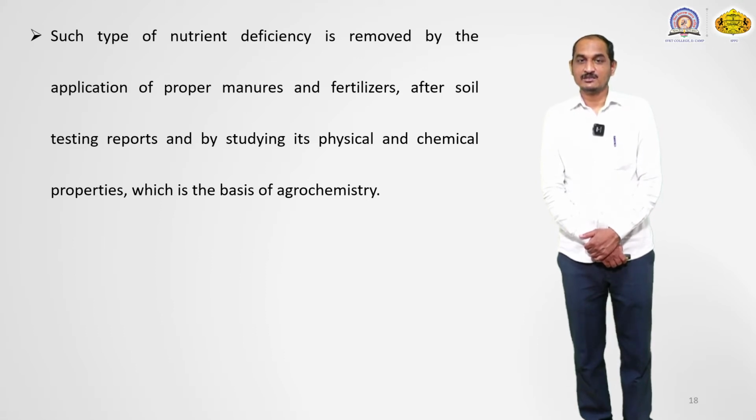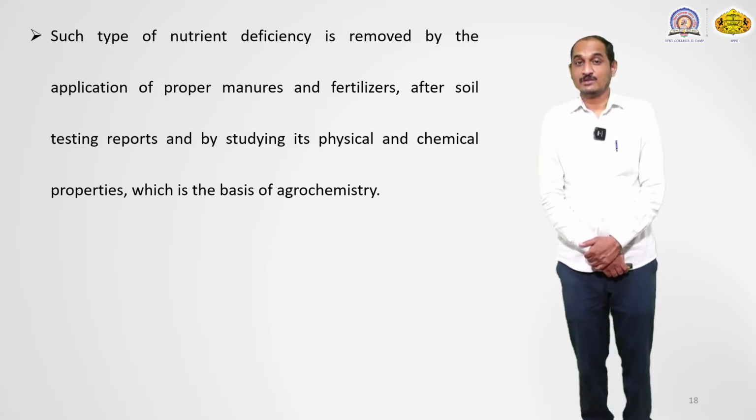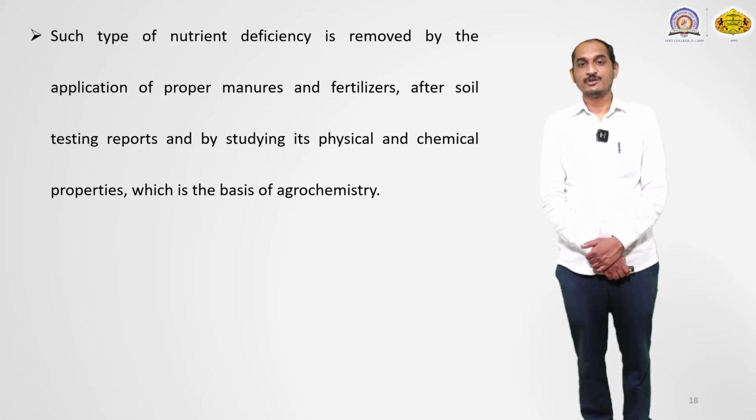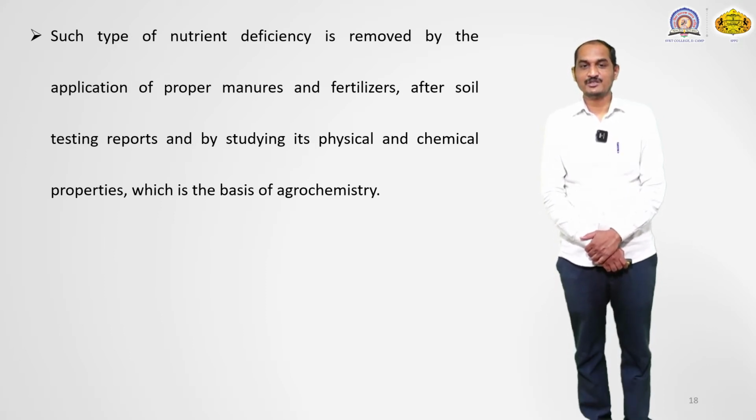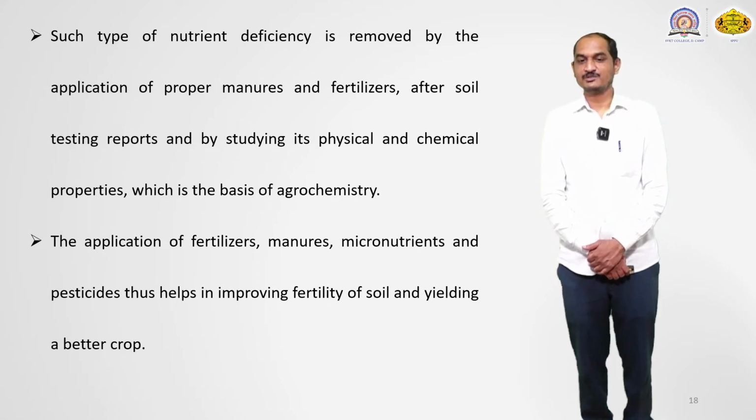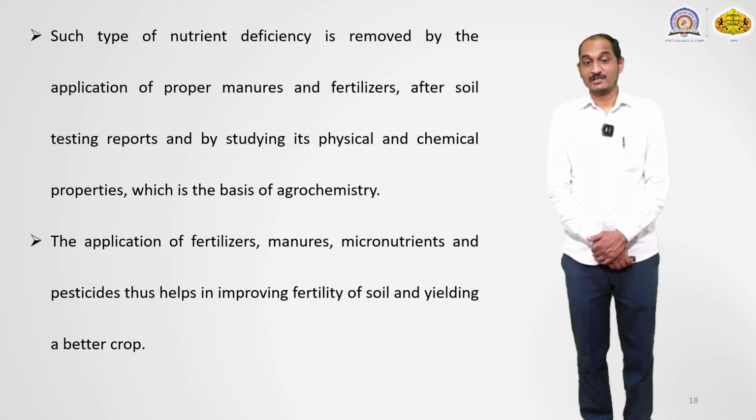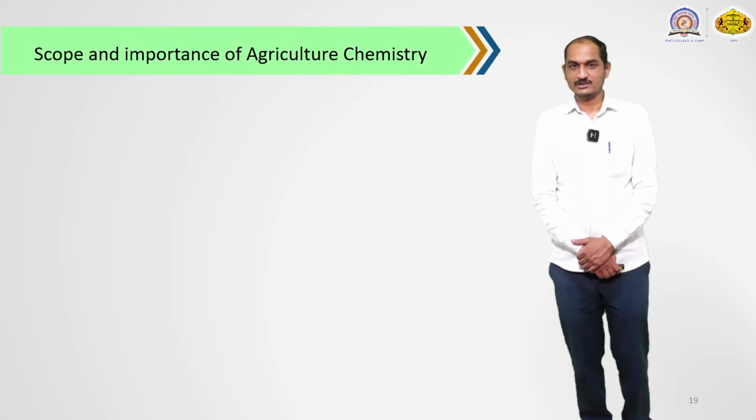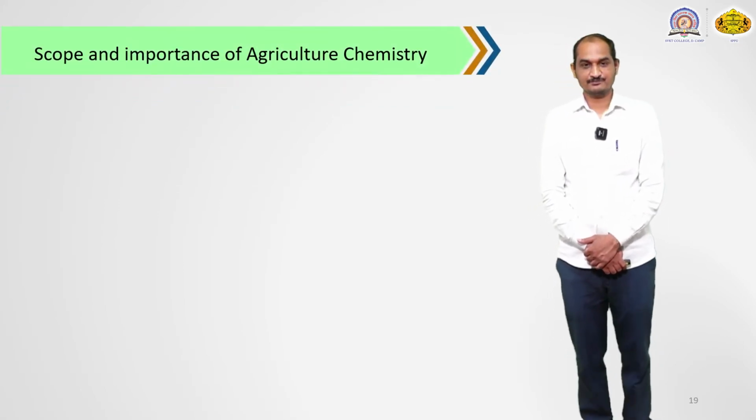Okay, and after that we can also study the physical and chemical properties of the soil, and from that we know which type of deficiency is there, and to fulfill that deficiency we use different types of chemicals. So the application of fertilizers, manures, micronutrients and pesticides helps in improving the fertility of the soil and yielding a better crop. Due to the application of all these chemicals, we increase the productivity of different types of agricultural products.